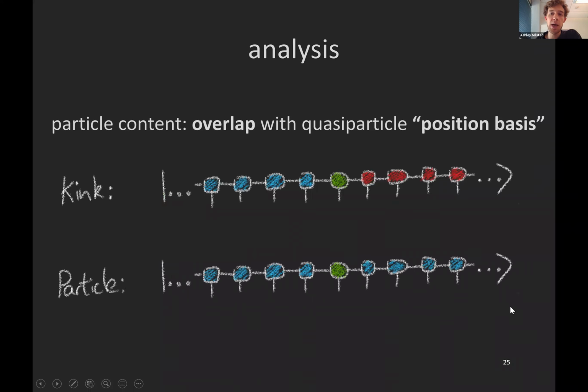And once we have our simulation and we have states at later times, we want to analyze the particle content of those states. So we're going to actually reuse these position basis states, not only for kinks, but also for topologically trivial scalar particles, if you like. And we're going to just take overlaps with these states in order to diagnose the particle content.